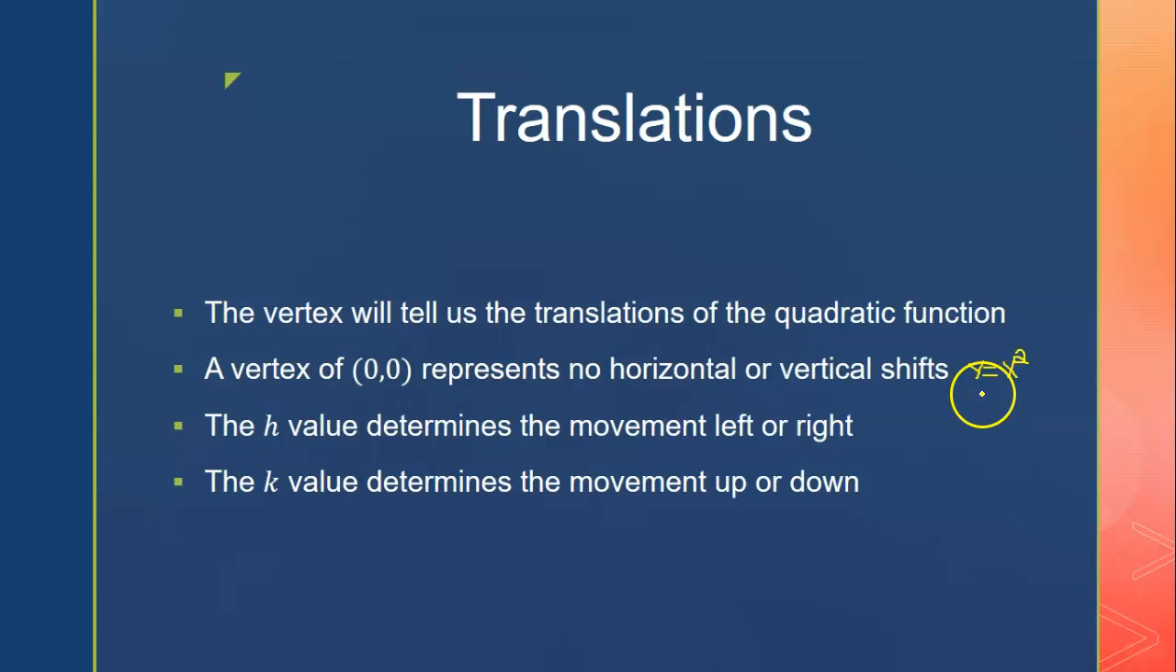So y equals x squared, that's the parent quadratic. That means it has no translations or transformations. So y equals x squared is known as the parent quadratic function.